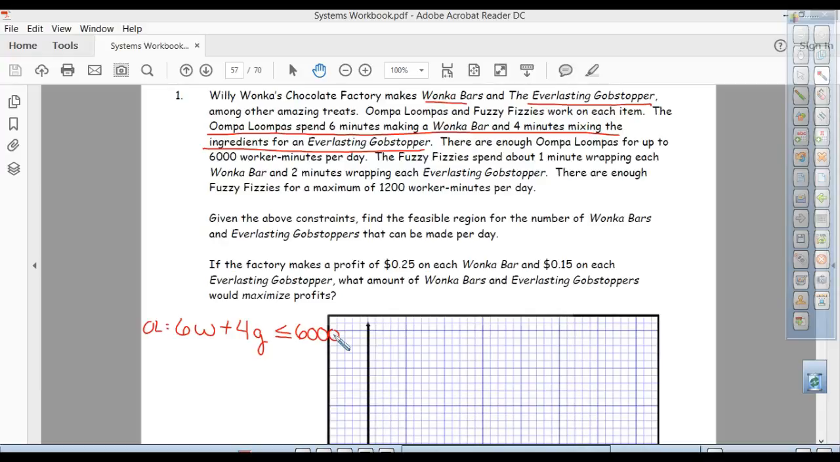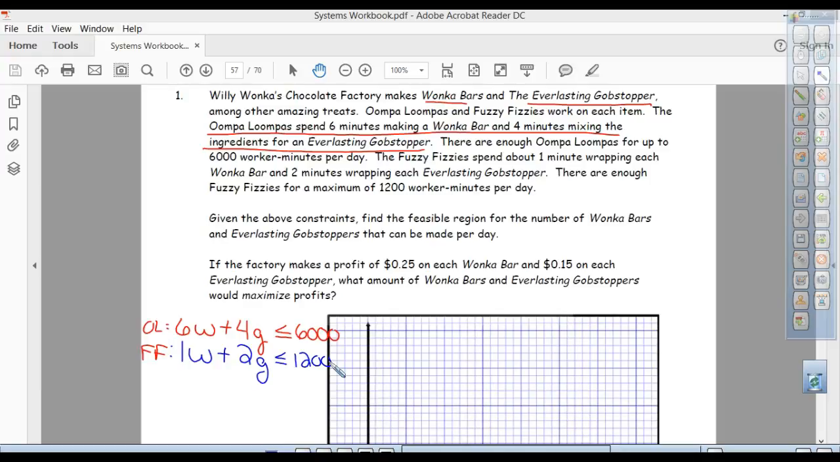Then we've got the Fuzzy Fizzies. How many minutes do they spend wrapping? They spend 1 minute wrapping a Wonka bar, plus 2 minutes wrapping a Gobstopper, but they only get to work 1,200 minutes per day. So we have our two equations, yes?